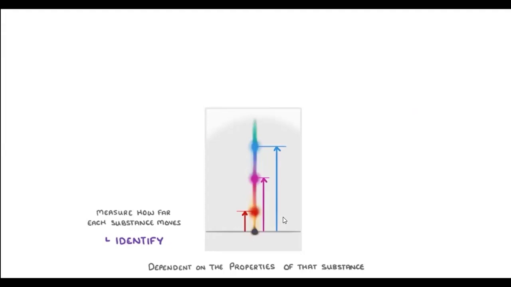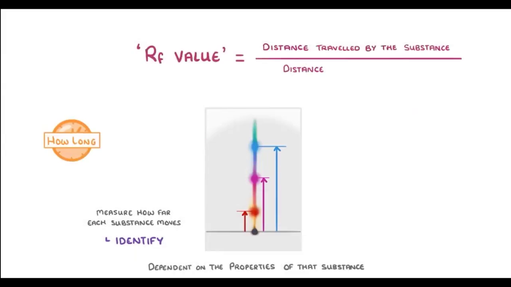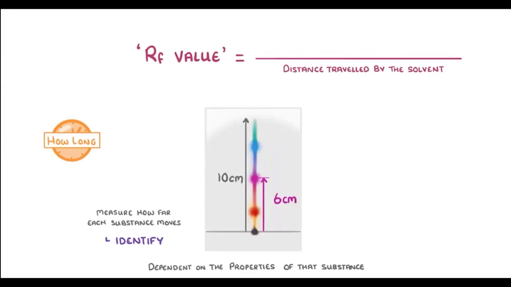How far each of the chemicals moves, though, is also going to depend on how long we leave the experiment. So instead of comparing the actual distance, we instead calculate a ratio called the RF value, which is equal to the distance traveled by the substance divided by the distance traveled by the solvent. So if this pink substance had traveled 6 centimeters from the baseline, and the solvent had traveled 10 centimeters, then our RF value would be 6 divided by 10, so 0.6.